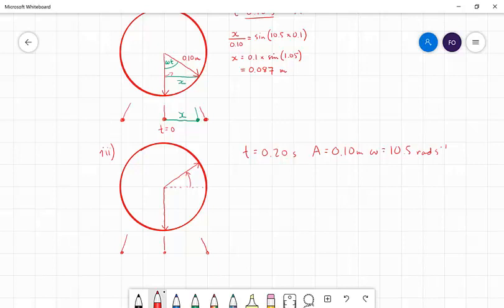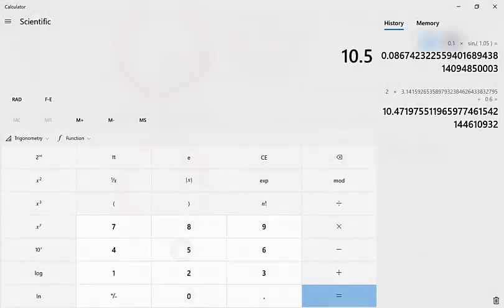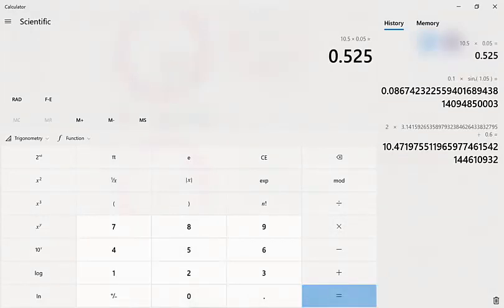So this little time, so we'll write omega t here, that time is 0.05 seconds to find that little angle there. So omega t for that is going to be 10.5 times 0.05. So that's 0.525.